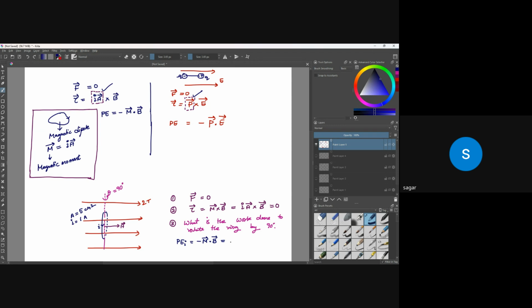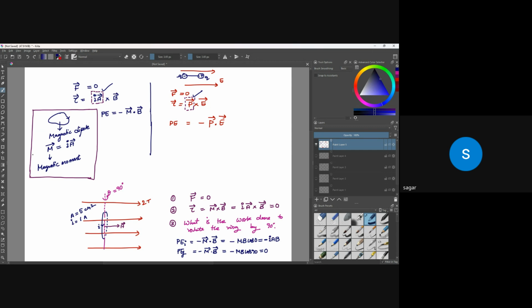And if you look at the initial angle, it is 0. So minus MB cos 0. P final: well, finally, the angle between both of them is 90 degrees, which means minus MB cos 90, and that is 0. Let's also find this minus MB cos 0. So minus M is I into A, right? So I into A into B.